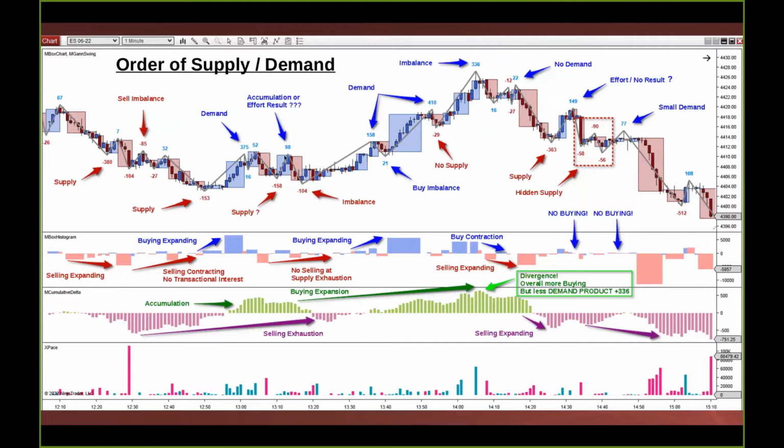We got the 98. Is this accumulation or effort result? Good question. We don't know. I mean, it is higher than the 52. It didn't make a higher high. Could be accumulation, could be effort result. Now this is where we get interesting. Minus 104. I labeled this as an imbalance.